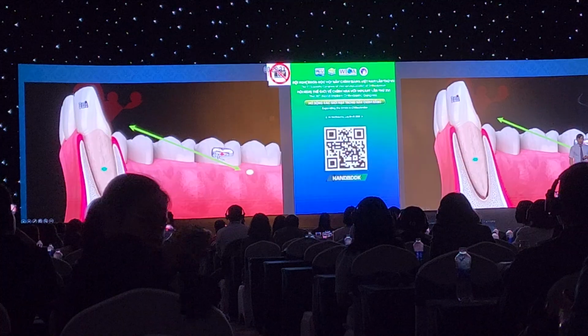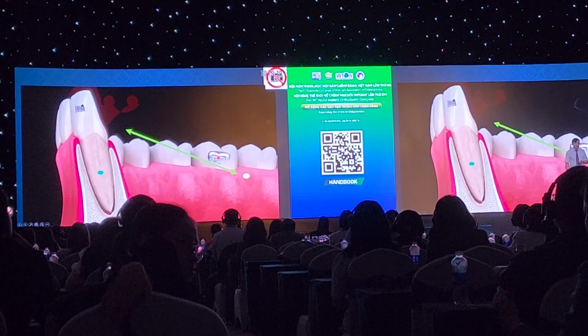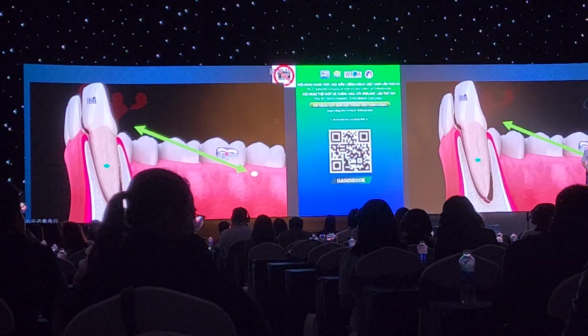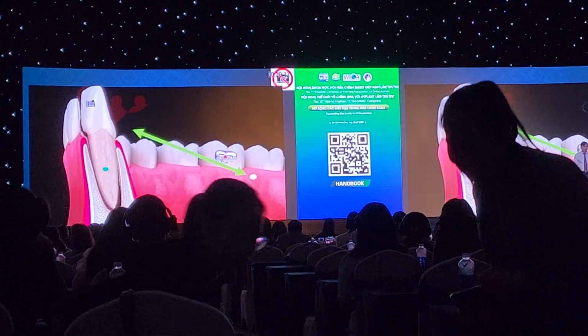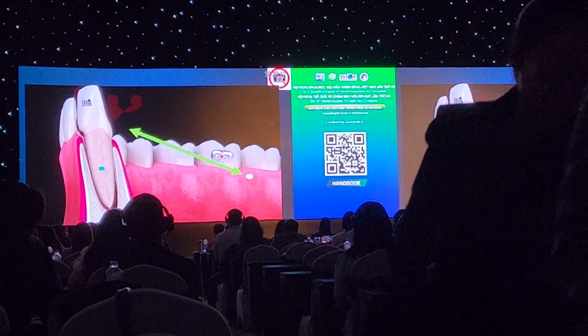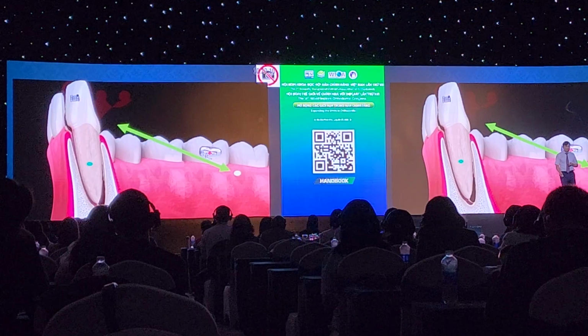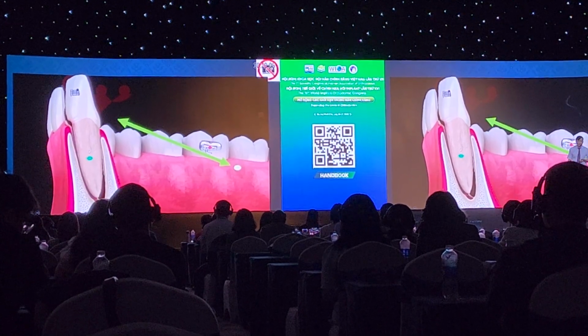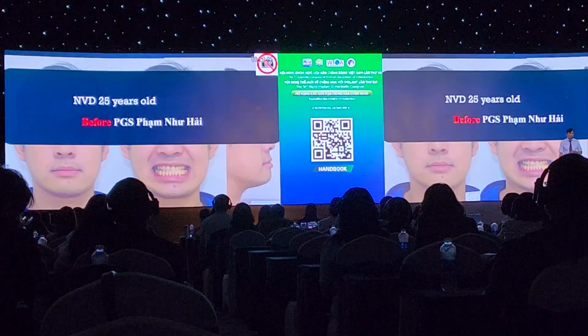If we use the elastic, if we use a mini screw, what happens? If we use the mini screws, if we don't control well, if we place the mini screw far from the incisor, it will happen.